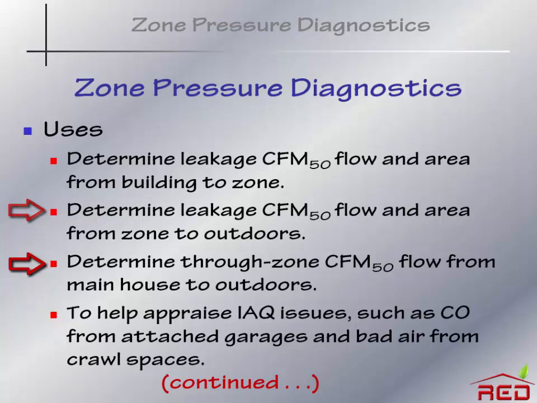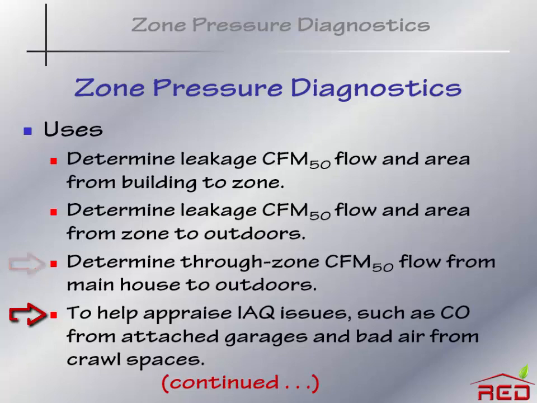We can also determine the through zone leakage in CFM50 flow from the house to the outdoors. Again, imagine an attic. This is the leakage through both of the pressure boundaries, the attic floor and the gable end roof assembly. This will become more clear as we go through this training session and we do some examples and look at more illustrations.